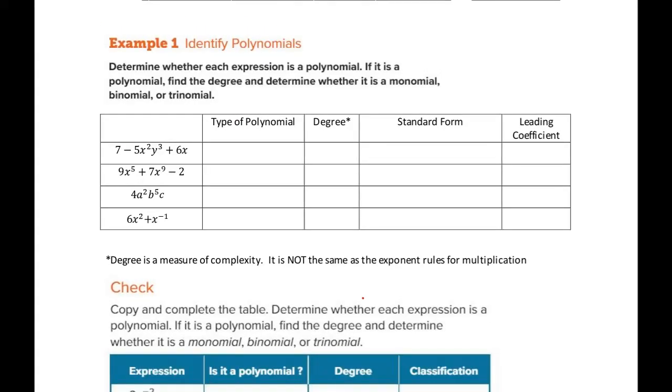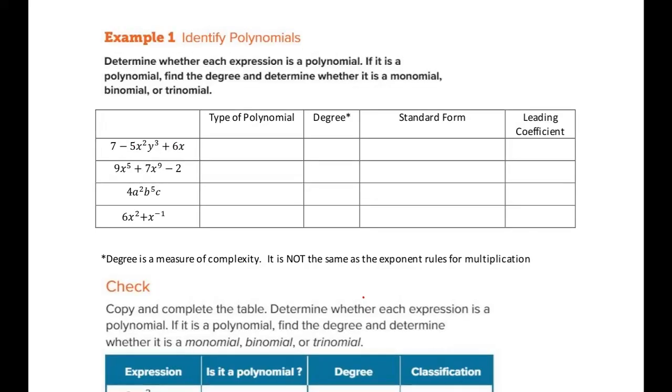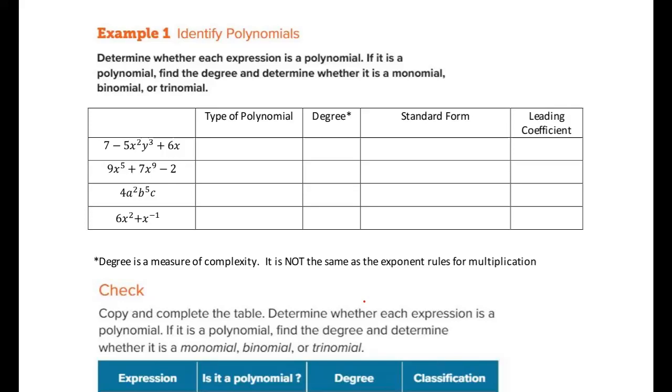So, example 1, determine whether each expression is a polynomial. So again, we do not have equations with these. It's just an expression. If it is a polynomial, find the degree and determine whether it is a monomial, binomial, or trinomial. So take a look at the first expression. First of all, is that a polynomial? Who says no? Why? Why is it not a polynomial?